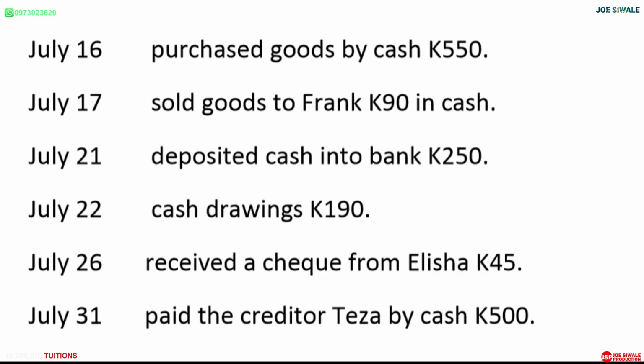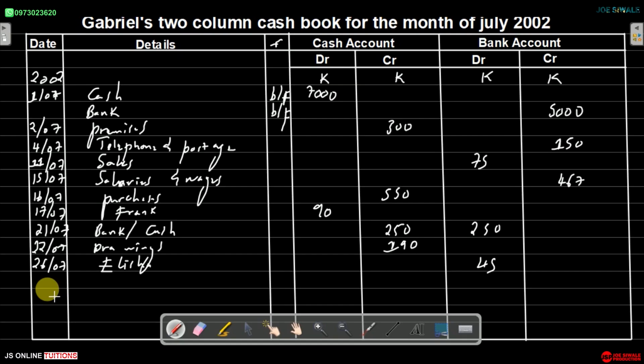Then on the 31st of July, paid the creditor Teza by cash amounting to 500 kwacha. So this type of transaction is taking money out of the business, and since we paid by cash, that means that we are supposed to credit the cash account. So 31st of July, we're going to say Teza, will credit that amount.